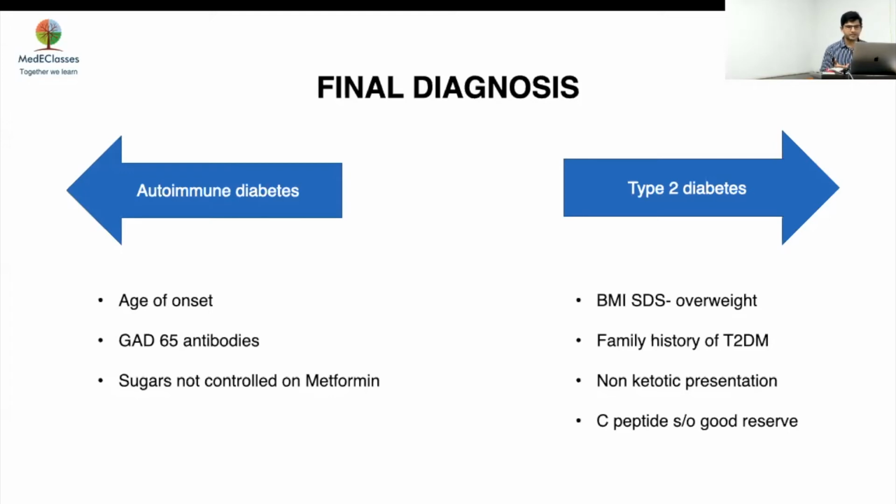Second thing is family history of type 2 DM. I feel this is, unless we have a three generation family history, type 2 DM is present in almost all families. So it does not really count too much. Non-ketotic presentation: we know that in type 2 diabetes, around 7 to 10% of individuals may present with DKA. Now, the C-peptide suggests a good reserve.